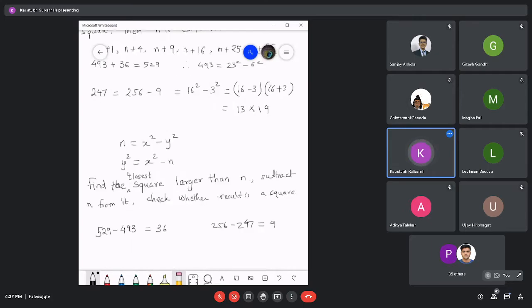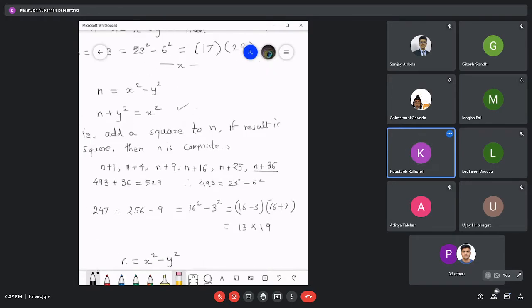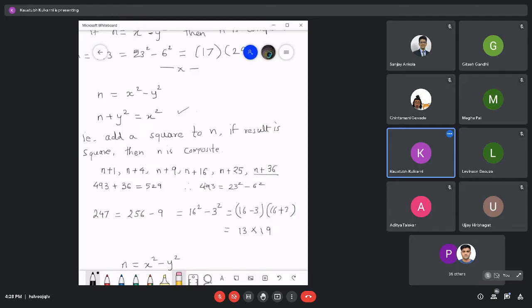But in this case, there is no bound as such. In this method, you have to find where to stop looking. If it is actually a prime, you will have to stop looking at some place.